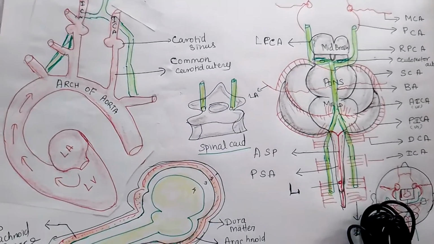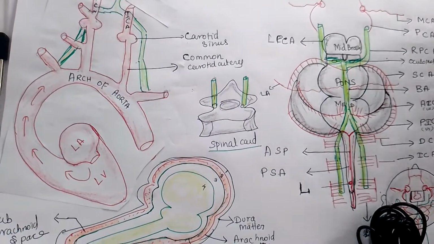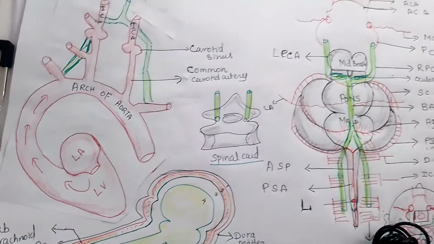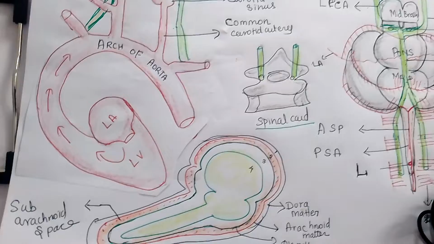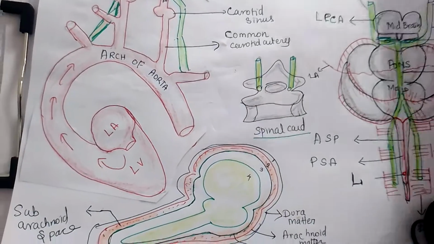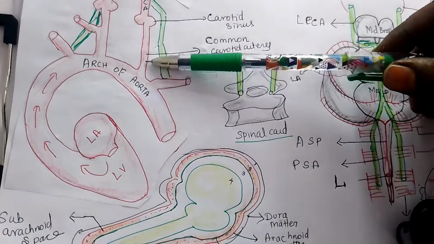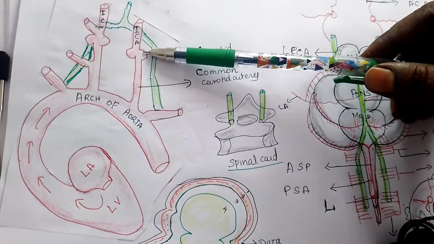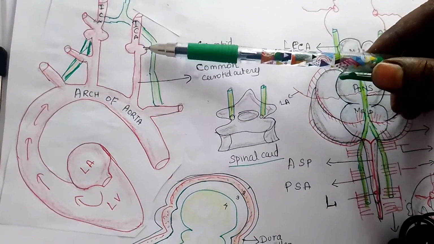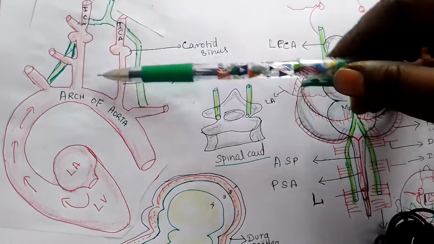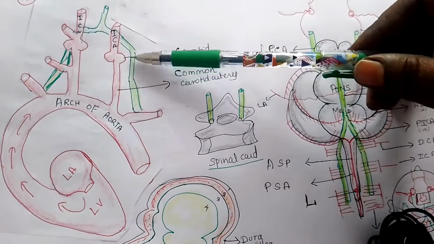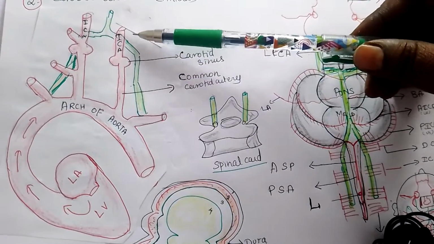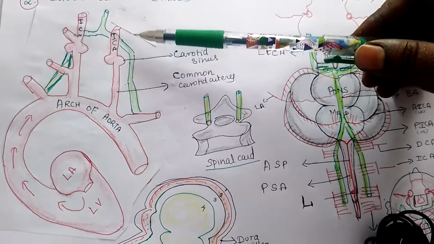The carotid system really starts from the carotid artery. Where is it taking origin? It is the arch of aorta. The carotid artery, this branch, is going upward. This is the carotid sinus. In that, right and left common carotid artery, and then after this carotid sinus, there are the external and internal carotid arteries.